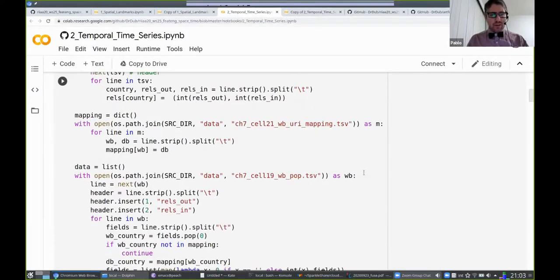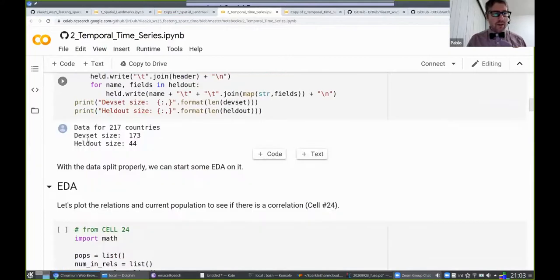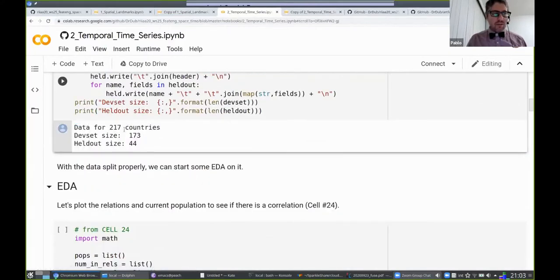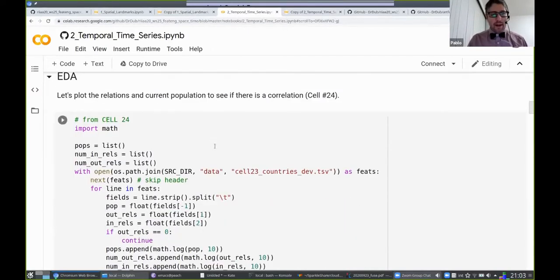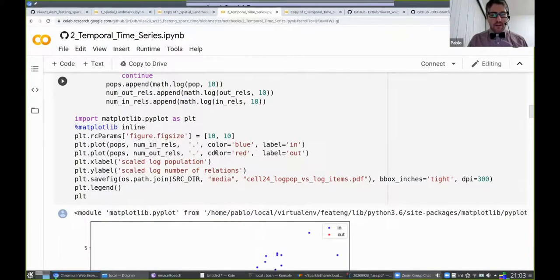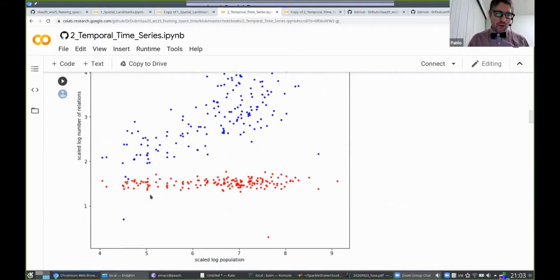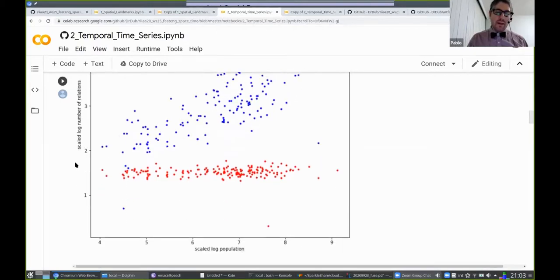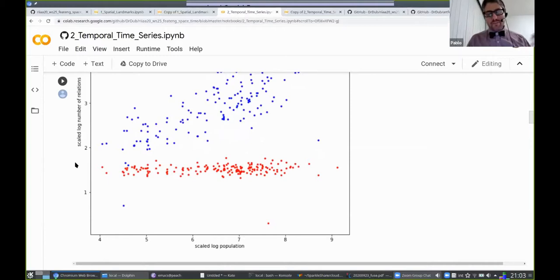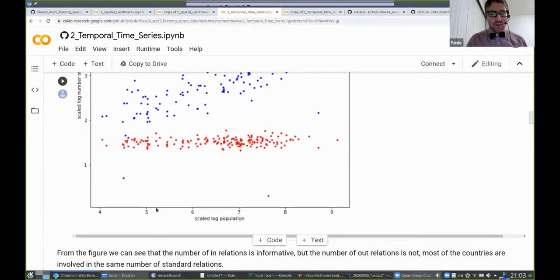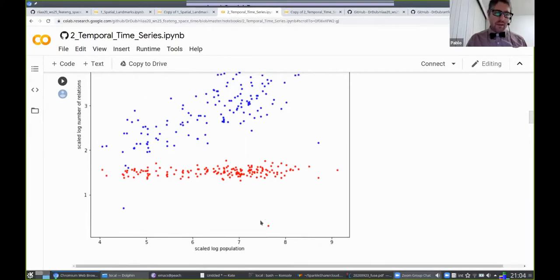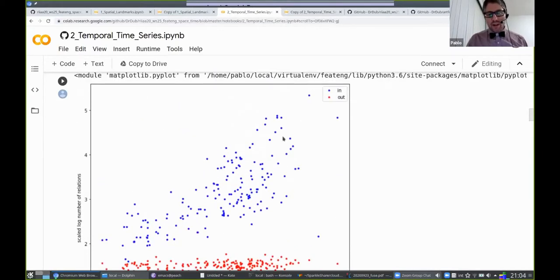So this is some processing to get the list of countries. So we have 217 countries. We are going to use 173 for development. And here we get a graph that shows the log number of relations in the Wikipedia page, and this is the population. So these are bigger cities, and bigger cities have more inlinks. So you have some sort of correlation here.